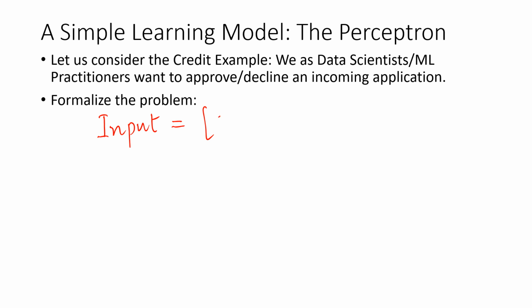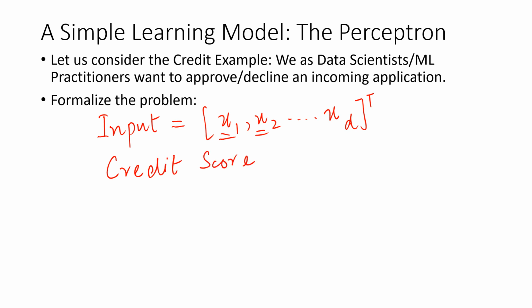Each component gives us some representation of a feature or an attribute of the customer, right? So this is a d-dimensional vector, and then we decided that each feature has some level of importance, and then we eventually came up with a score, which is the credit score. Let's call it credit score because this is the credit card application problem.